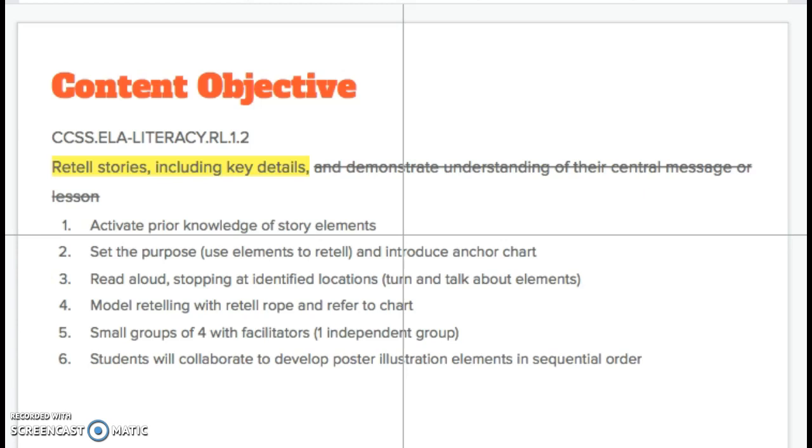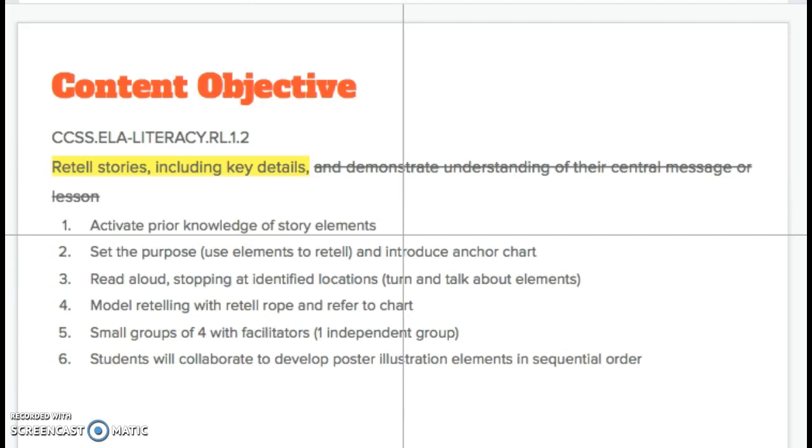During the read aloud, this teacher will have, prior to reading the story, marked spots where she wants to stop and ask the students to turn and talk about the elements. For example, which characters have we met so far? Do we know the setting? Tell someone next to you what the problem is. The teacher will then model retelling with the retelling rope and refer to the anchor chart.